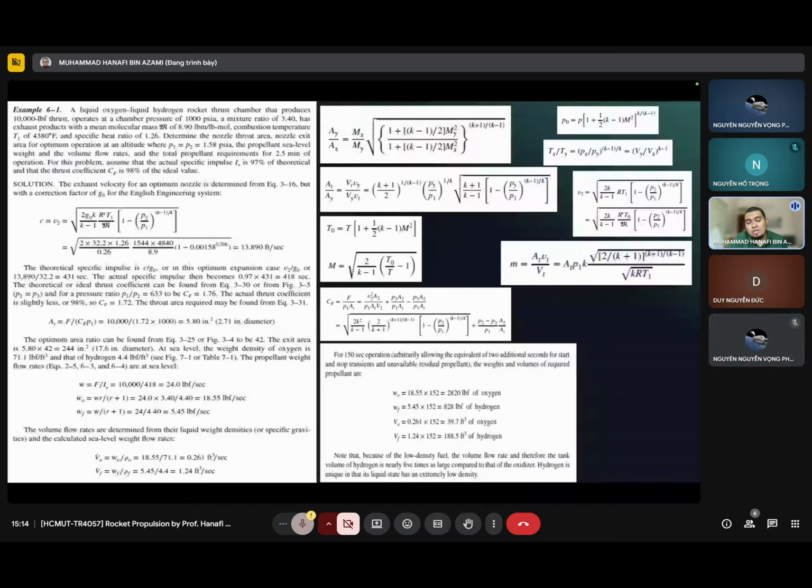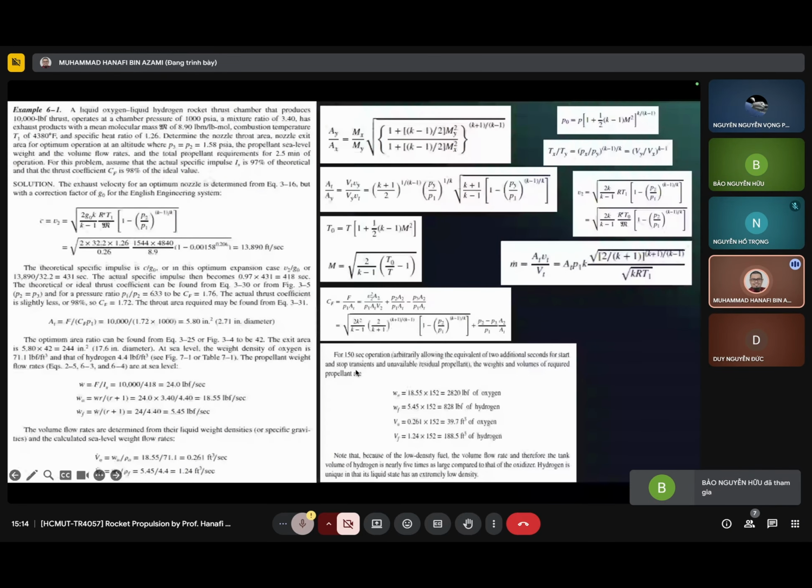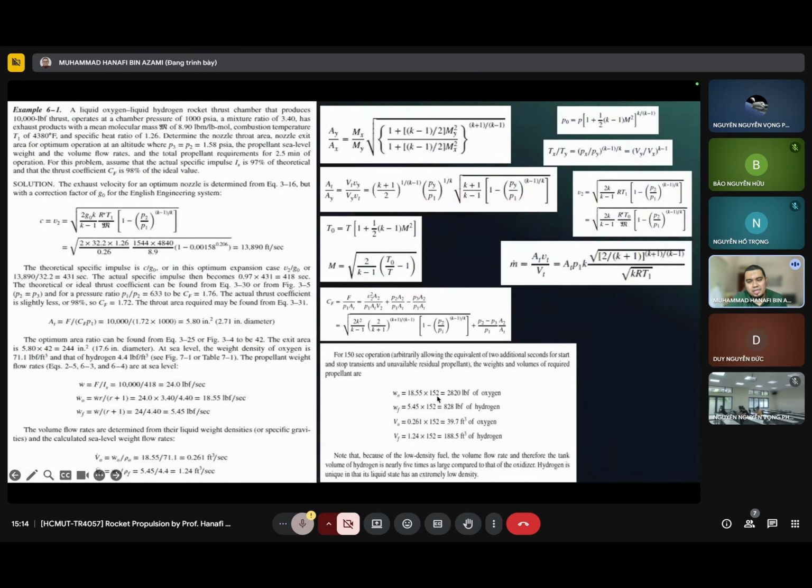And then maybe you want to ask, since it is 2.5 minutes, why is it 152? This is allowing 2 additional seconds for the start and stop transient conditions. So for the transient condition, 1 second to start and then 1 second to stop. That is why they use 2 seconds. So 150 plus 2 seconds is 152.